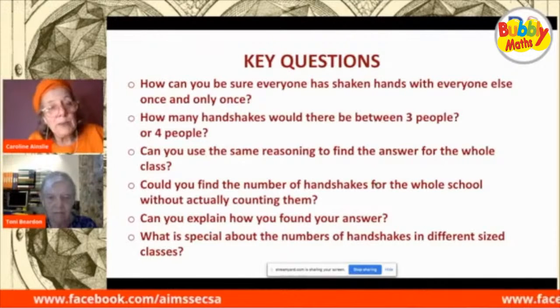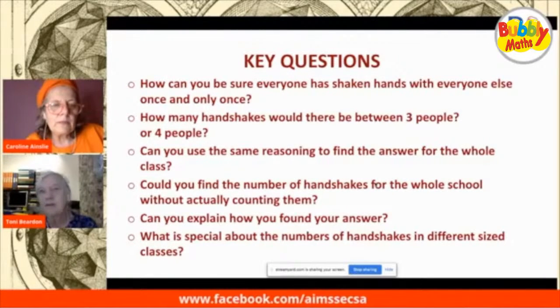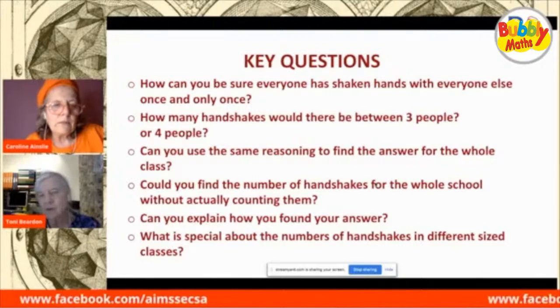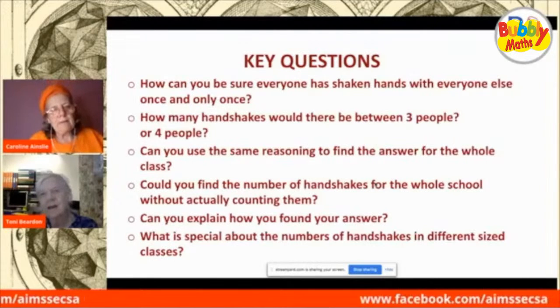So you saw earlier on that they were starting to make a table or a list on the board of how many handshakes there would be for 1, 2, 3, 4, 5, 6 people. We had got up to 4 earlier on, or the children in Bagamoyo had got up to 4. And the problem is, if you know the number of people, how do you work out the number of handshakes?